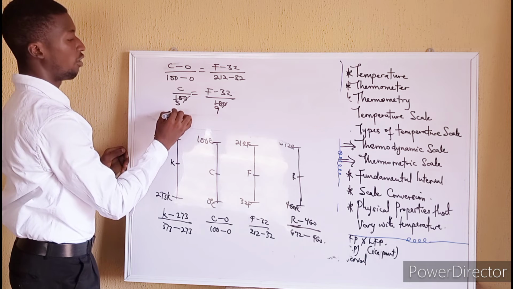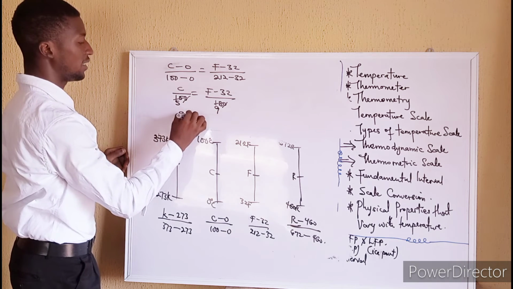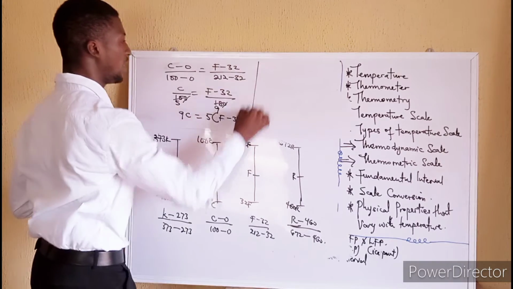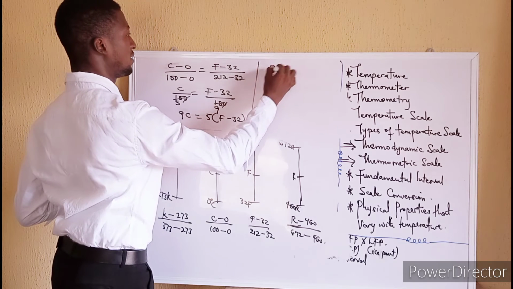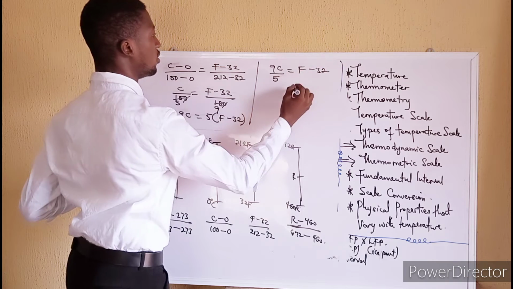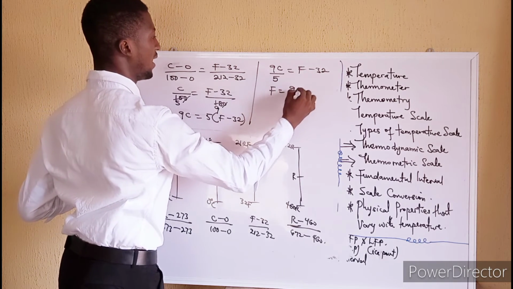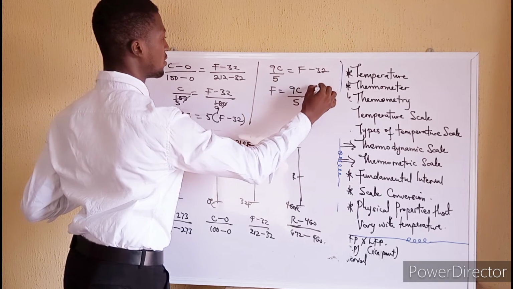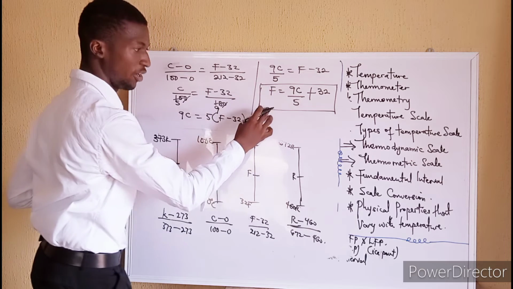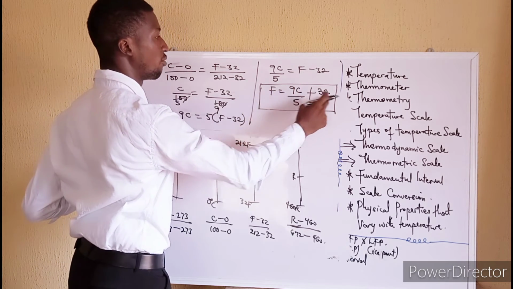So we have it that from degrees Celsius, when we cross multiply, 9C is equal to 5 in bracket F minus 32. So here we have the expression 9C over 5 is equal to F minus 32. So if I'm converting from degrees Celsius to Fahrenheit, it will be 9C over 5 plus 32. So my reading in the Fahrenheit scale will be 9 times the reading in the Celsius scale over 5, plus 32.